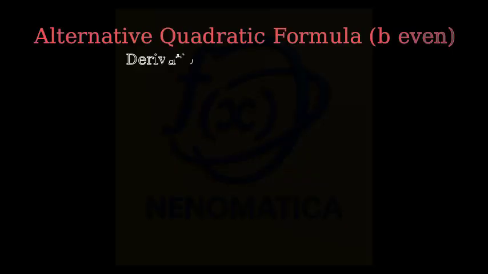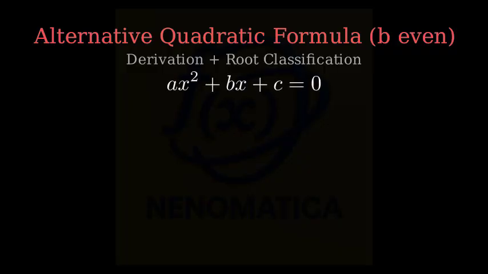In this lesson, we will derive the alternative quadratic formula for the special case where the coefficient b is even. We will also define delta prime and use it to classify the roots into three cases. Start from the standard quadratic equation ax squared plus bx plus c equals 0. If b is even, write b equals 2b prime.